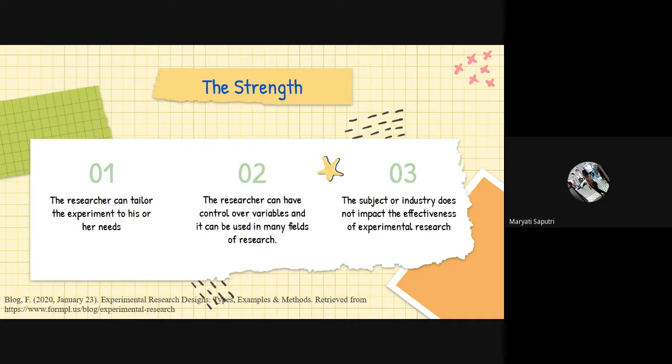Okay, so now I will present the strengths of the experimental research design. The first strength is the researcher can tailor the experiment to his or her needs, making it easy to determine the cause and effect, and the researcher will get clear conclusions. The second is the researcher can have control over variables and it can be used in many fields of research, so that the researcher obtains the desired result.